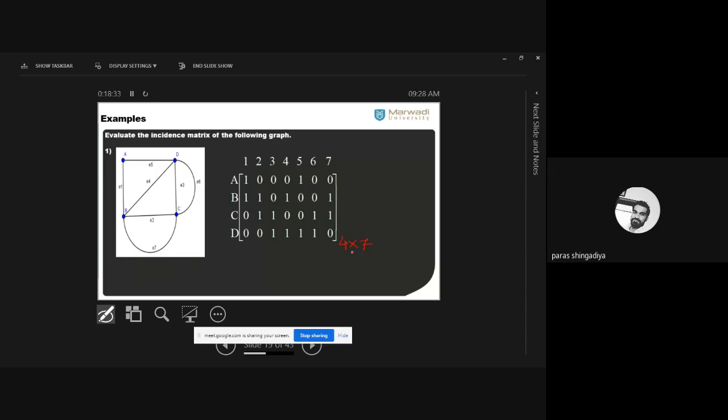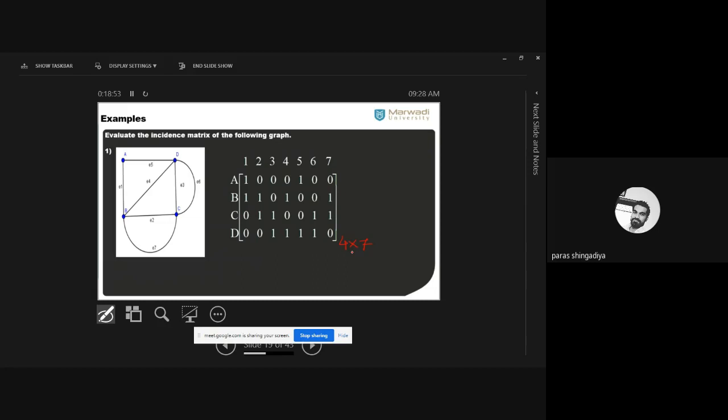Second vertex is B. So B is connected with 1, 2, 4, 7. 1, 2, 4, 7. So replace 1, 2, 4, 7 with a 1 and for the rest of the entries put a 0. That is, B1, B2, B4 and B7 entries as a 1 and the rest of the 3 entries will be a 0.